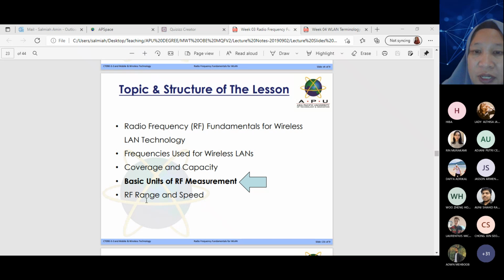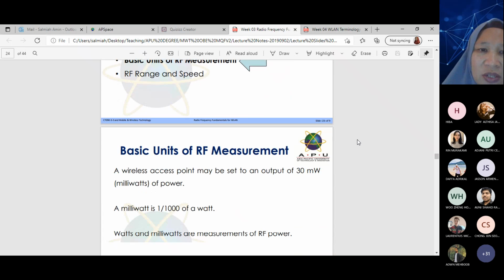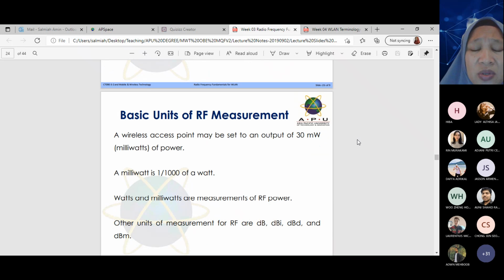For the basic unit of radio frequency measurement, you are not computer engineering students, so the expectation is not too much. We are not asking the very technical side of radio frequency measurement. This one slide is good enough for you to understand the basic units, because we will ask you in relation to your assignment how you're going to investigate the hardware available in the current site, in your wireless LAN infrastructure.